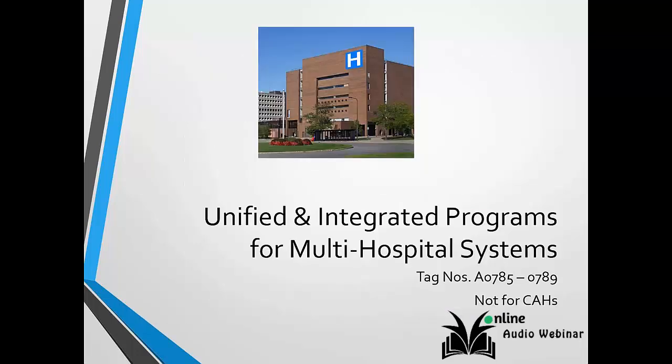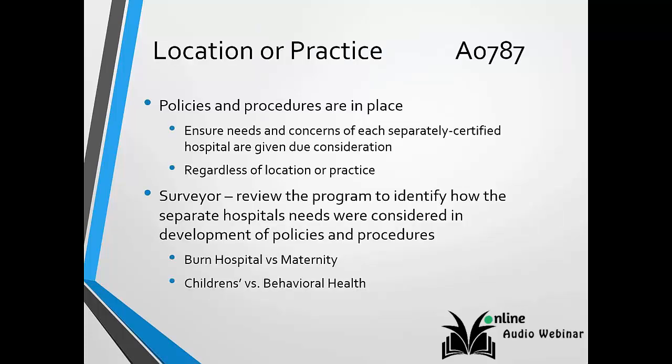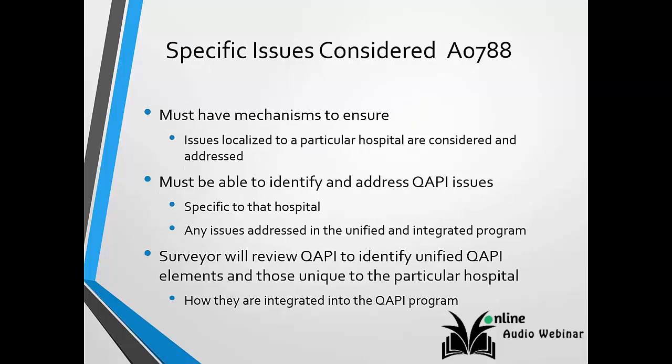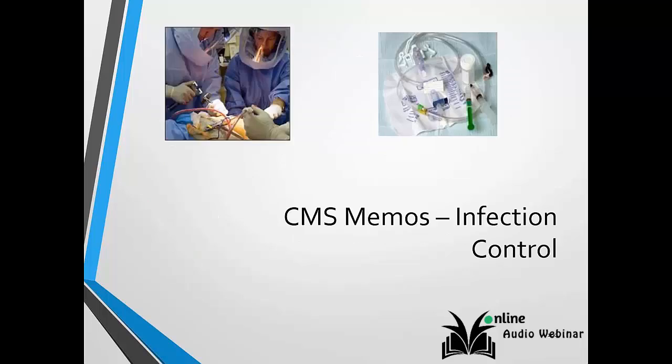If you are in this area, a unified integrated program. This is for multi-hospital systems. It is not including critical access hospitals. You have to have a mechanism to make sure issues localized to one or two hospitals are considered. So I'm just going to talk now a few memos on infection control.